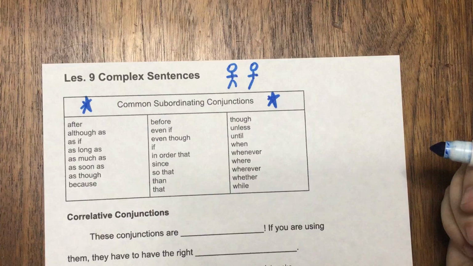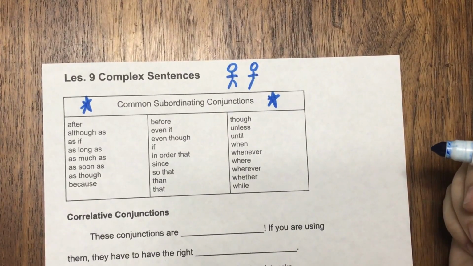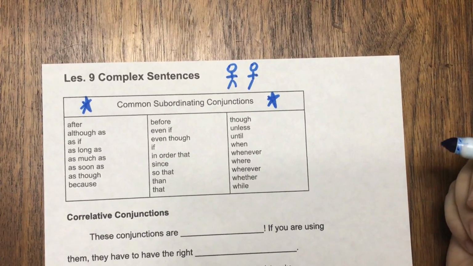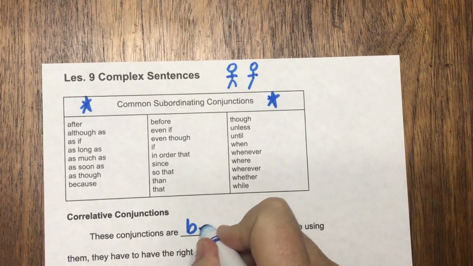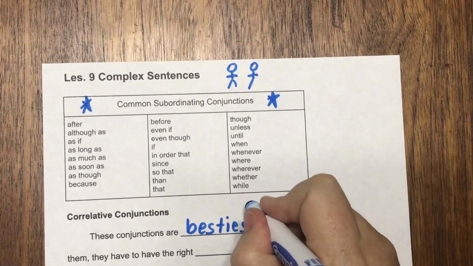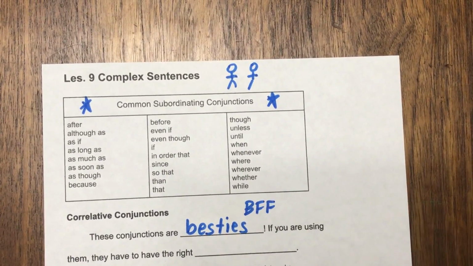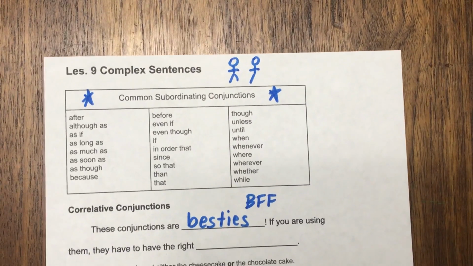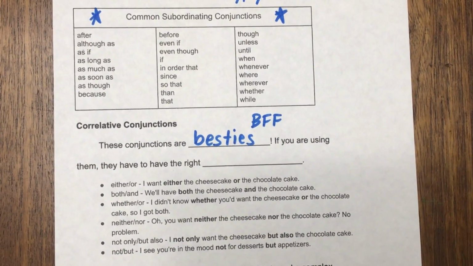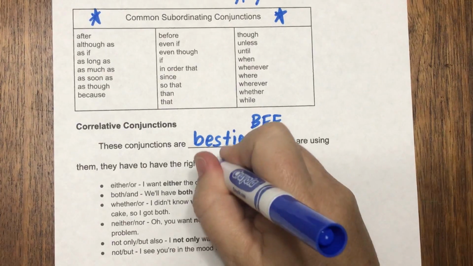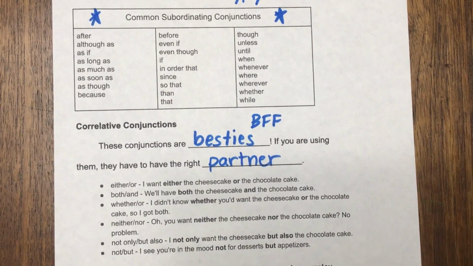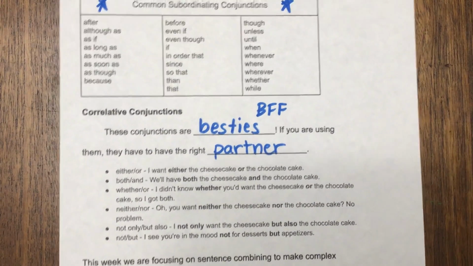So correlative conjunctions are conjunctions that are paired together. We can think of them as besties, like BFFs, best friends forever. These conjunctions are always paired together, okay? They have to be with the right partner. Some of them have more than one partner, but most of them have to be paired together.